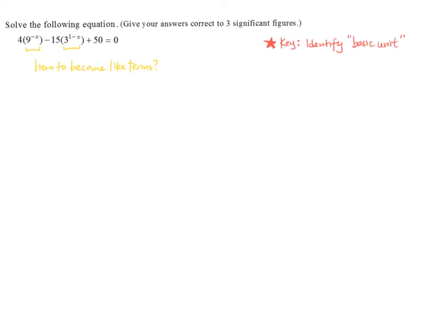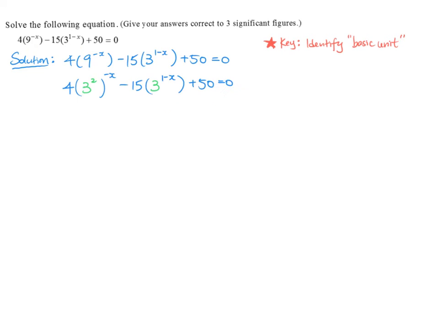So what about this? How do I make these two like terms so that I could combine later on to solve? Well, the key is to, again, identify the basic unit. Because if you compare, you see that 9 is actually the square of 3. So it's hinting that it could be some quadratic in the making. So I convert this to 3 squared. And so from later on, everything will be based on base 3.